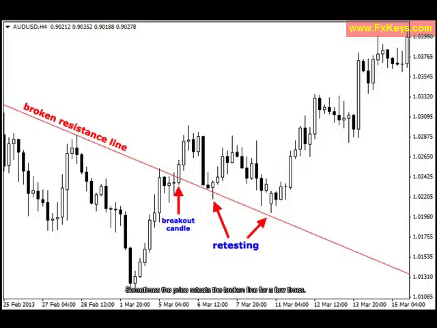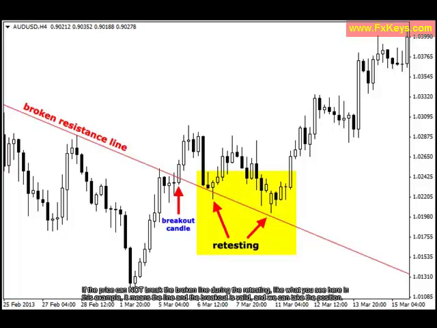Sometimes the price retests the broken line a few times. Some traders wait for the price to retest the broken line before they take any position. The reason is that retesting tells you if the broken line is a valid line, and the breakout is a reliable breakout. If the price cannot break the broken line during the retesting, like what you see here in this example, it means the line and the breakout are valid, and we can take the position.